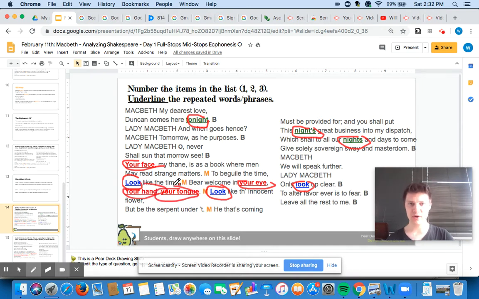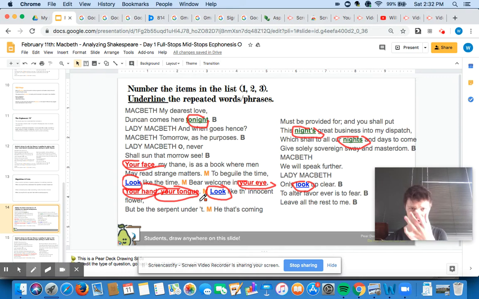What do we immediately notice about this list? One, they're all sort of structured the same way. It's your and then a body part, your face, your eye, your hand, your tongue. But the other obvious thing that you will notice is that this has to do with the way he looks. She's saying, listen, your face, I don't buy it. I don't buy that you're innocent if I look at your face.